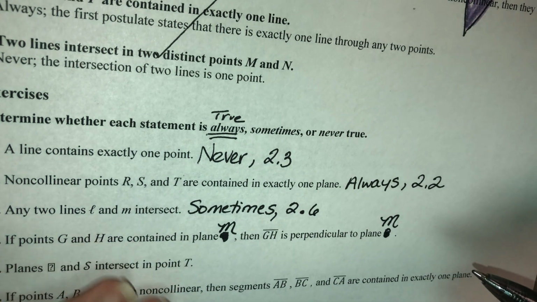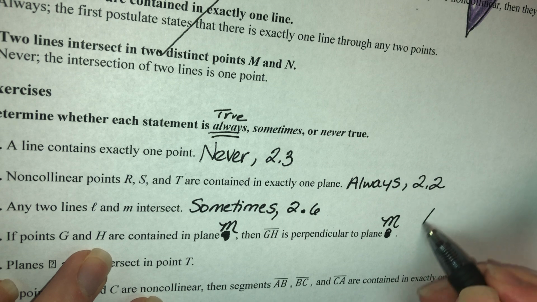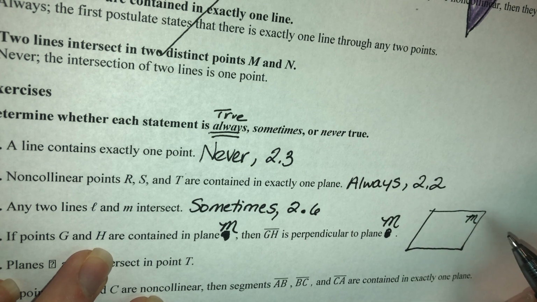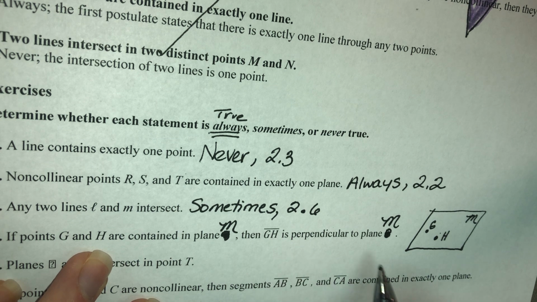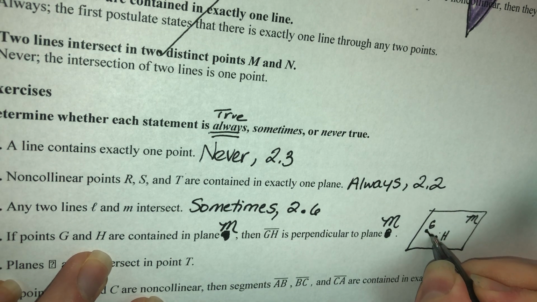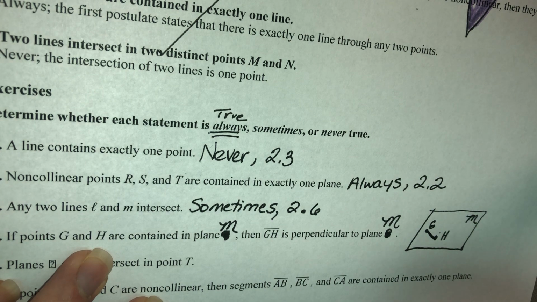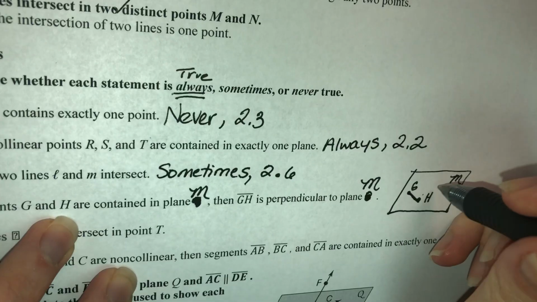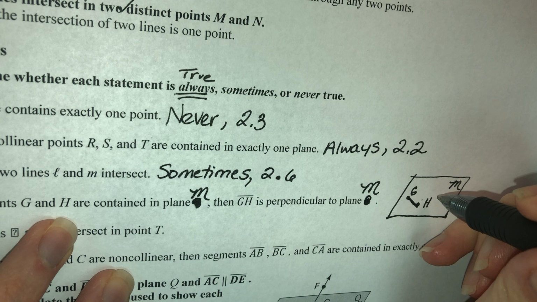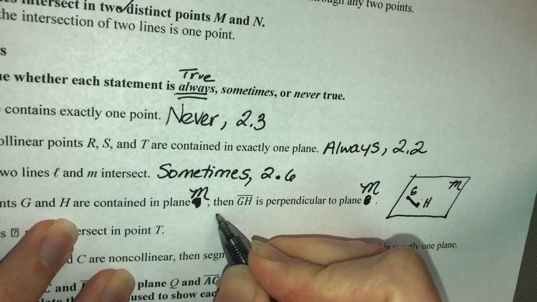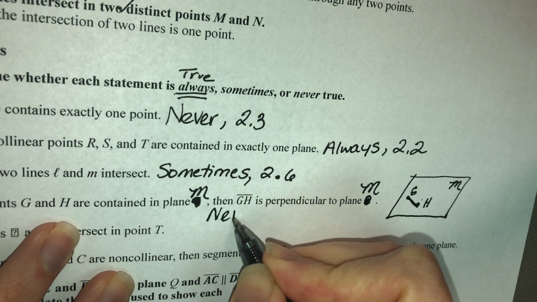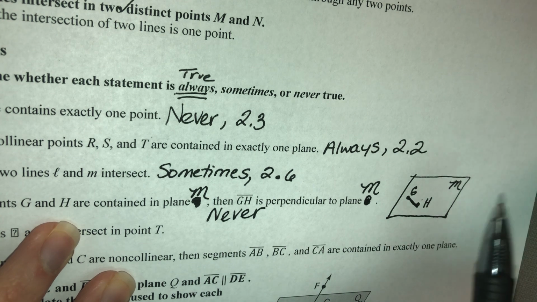Okay, so what are we starting with? 2 points in a plane. So here's my plane M, and I have a point G, and I have a point H contained in the plane. So GH is perpendicular to plane M. Perpendicular would mean that it forms a right angle to the plane. That would mean more like it's coming up off of my paper directly straight up in the air like a pole on the ground to form a 90-degree angle. So this is never true because it's not at a 90-degree angle if it is within the plane.